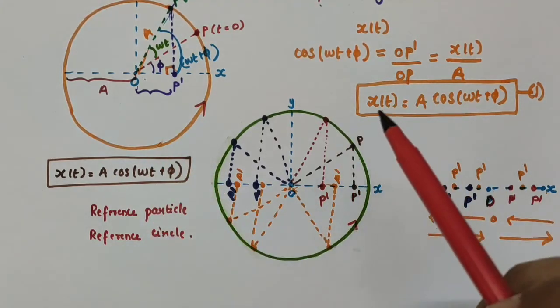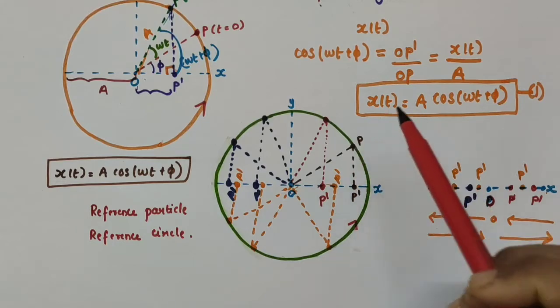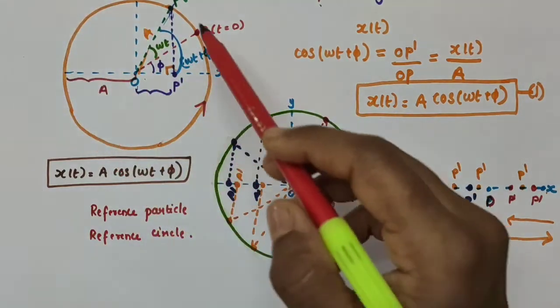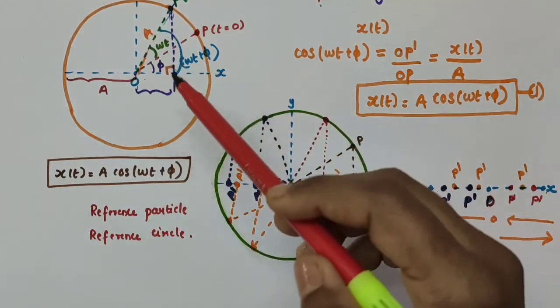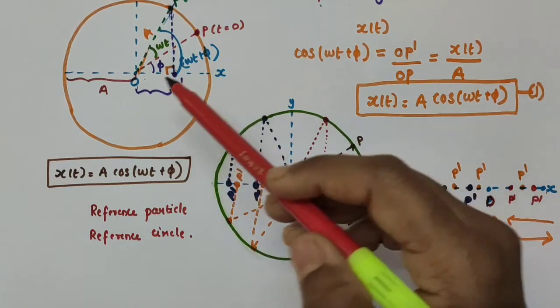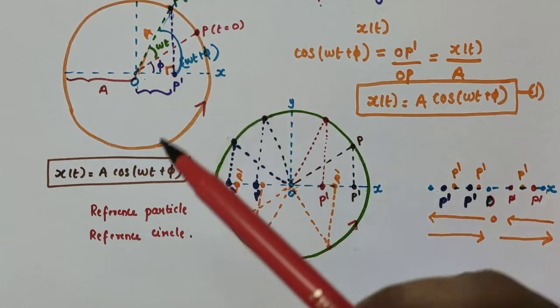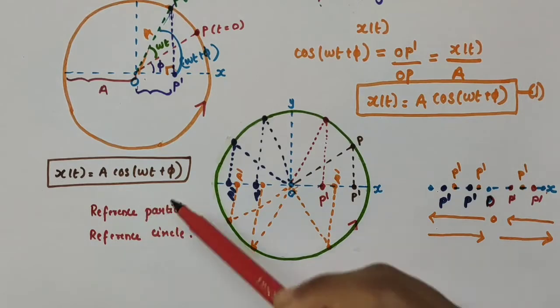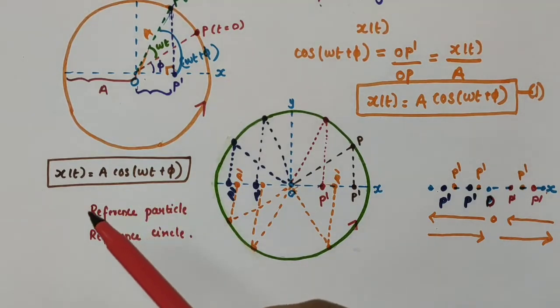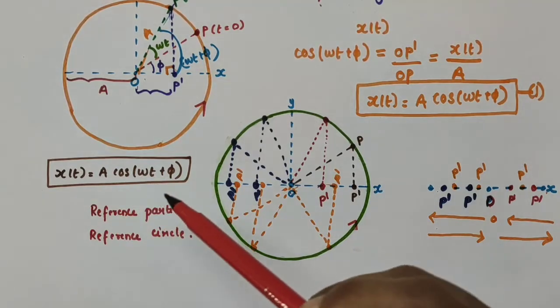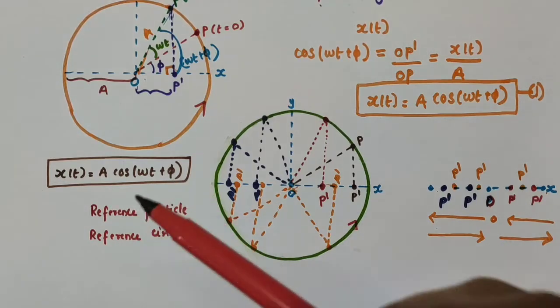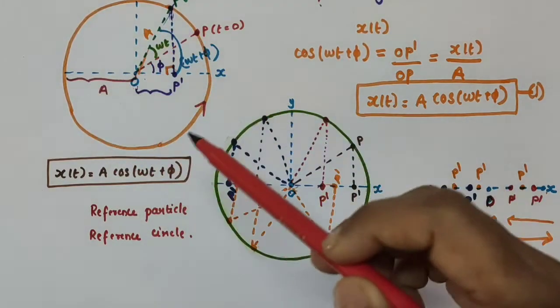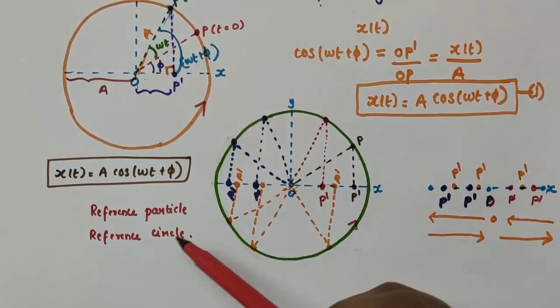This actually shows that when a particle P moves uniformly on a circle, its projection P dash on the diameter of the circle executes simple harmonic motion. The particle P is sometimes referred to as the reference particle, and the circle on which it moves is sometimes referred to as the reference circle.